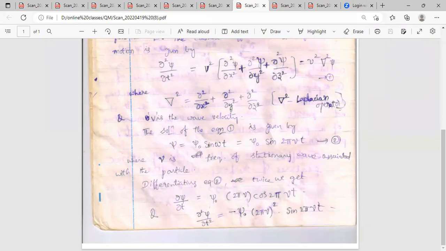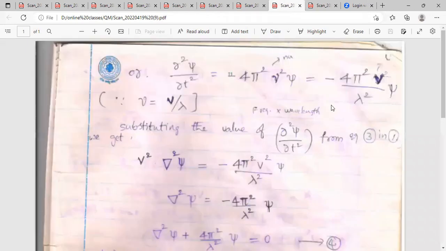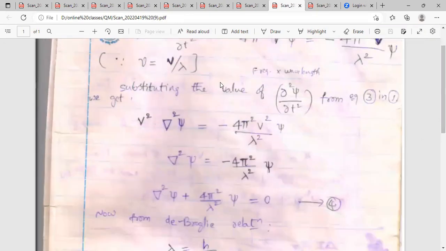Then if you differentiate further, what do you get? Dou square psi by dou t square is equal to minus psi naught (2 pi nu) square into sin 2 pi nu t. Then dou square psi by dou t square is equal to minus 4 pi square nu square psi, that is equal to minus 4 pi square v square psi by lambda square, because nu, the frequency, is equal to v by lambda.